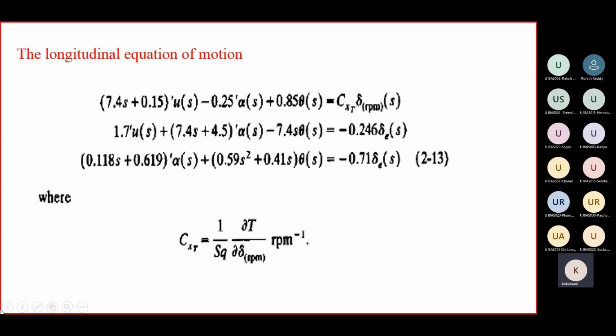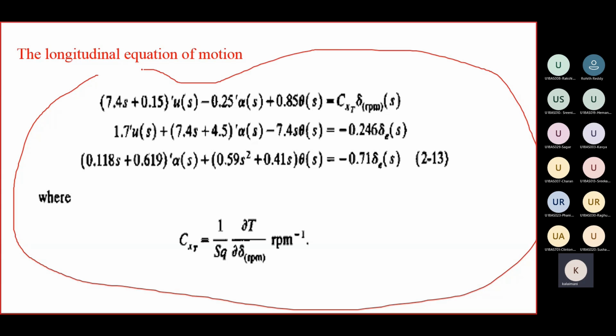This is the longitudinal equation of motion, which we already studied in aircraft stability and control. We simply take those equations. This equation relates all these parameters, where alpha is your angle of attack, theta is your pitch angle, and delta E is the elevator deflection angle. So this equation of motion gives your longitudinal equations of motion for these various design parameters.